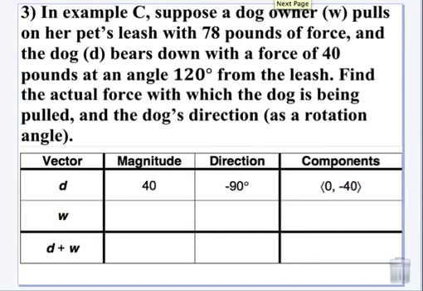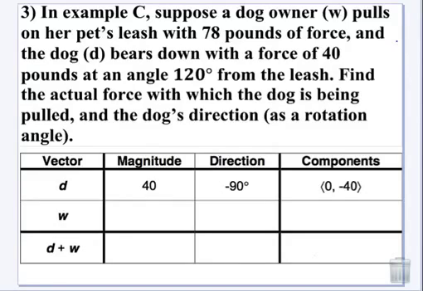All right, third example, and then we'll be done with this video. You have example C. You have a dog owner who's pulling her pet leash with 78 pounds of force, and the dog bears down with a force of 40 pounds at an angle of 120 degrees from the leash.